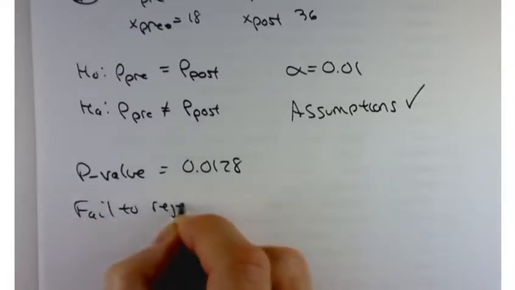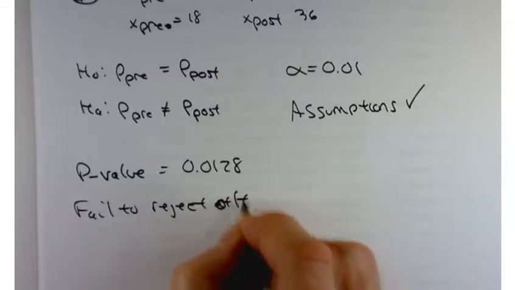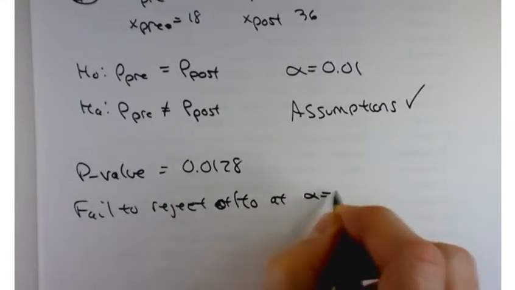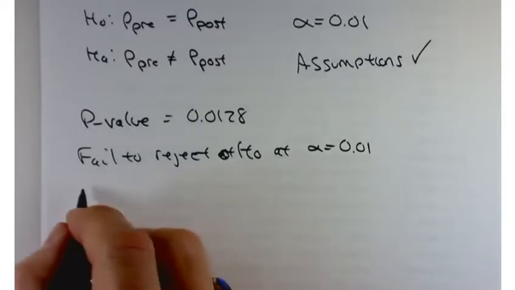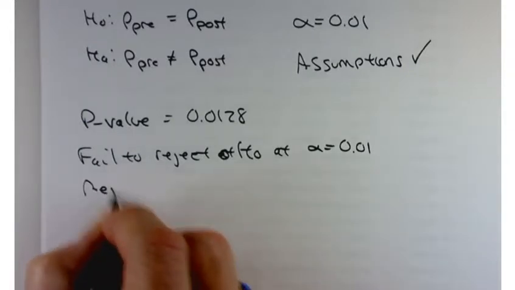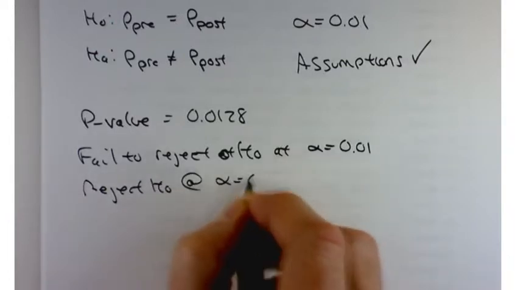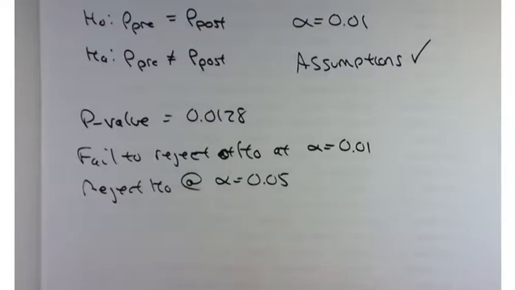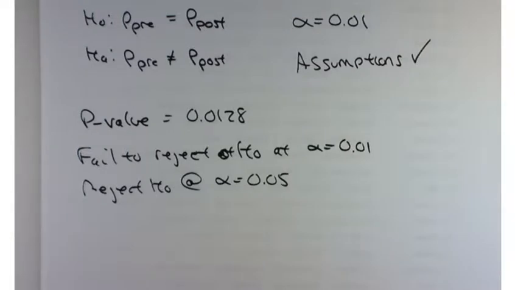Reject H naught at alpha equals 0.01. But you could reject H naught at alpha equals 0.05. And like I said, what you should do is examine the consequences of a type 1 error and be really, really careful. At the very least, this would warrant more study into what's going on there.